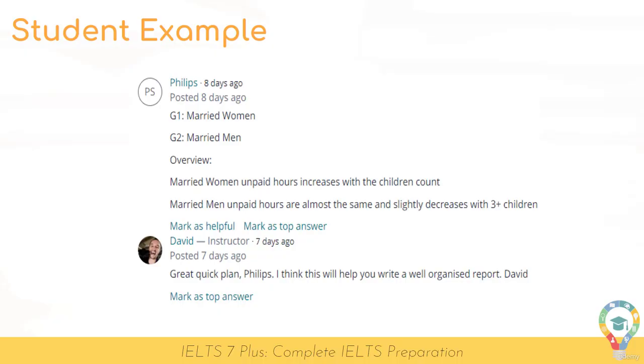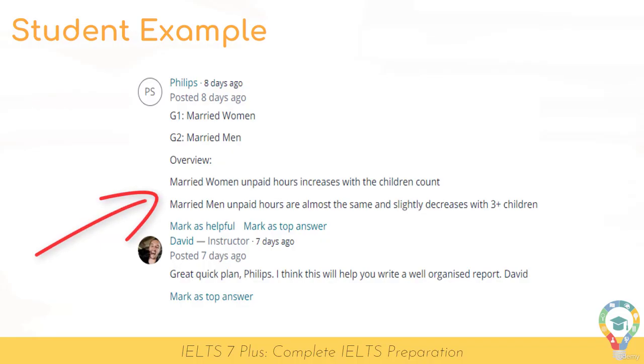Let's begin by taking a look at the top of this student's plan. So we have Group 1 married women, Group 2 married men. So I know that the data must include both men and women married. Overview. Married women unpaid hours. Unpaid hours, I'm starting to think of work or employment. Married women unpaid hours increases with the children count, with the amount of children.